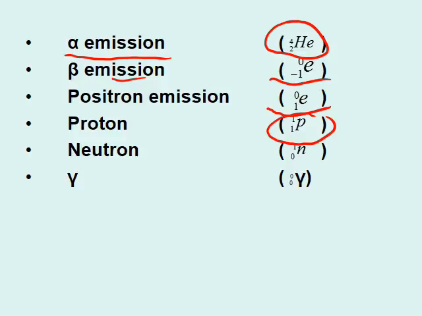At the bottom we have gamma. This is nothing but like a light photon. It's a highly energetic radiation. It has 0 charge and 0 mass. So you can see these numbers 0 and 0. It has no charge and its rest mass is 0.